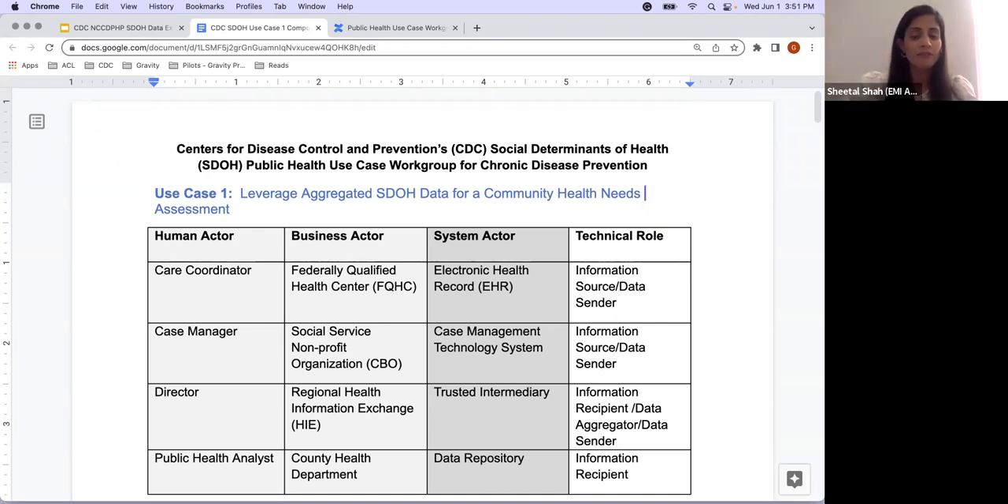So if they're an information source and a data sender, they could be the information recipient or a data aggregator. And we really tried to leverage the work that the Gravity Project has already done. This might look familiar to some folks on the line, but we're also trying to leverage other great work that's happening in the field, like for example, with the MenMorph initiative. We tried to define some of these actors based on what other initiatives and groups have already worked through. We don't want to reinvent the wheel if we don't have to.